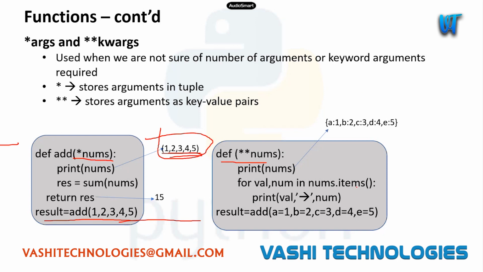Same with the keyword argument. In keyword argument, we'll be passing the key as well. Here we are passing only positional arguments. Here you can pass key value pairs. We can assign each value with respect to its key while passing. Let's see this practically.